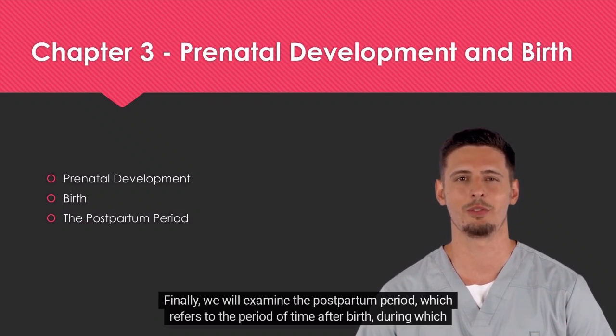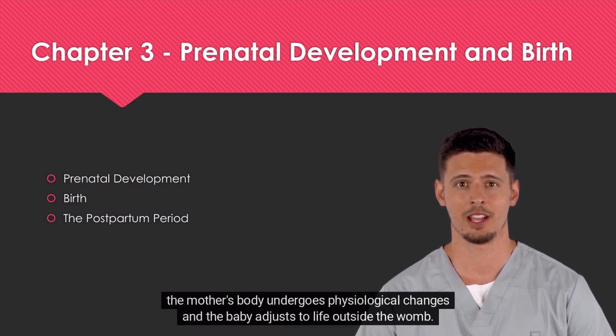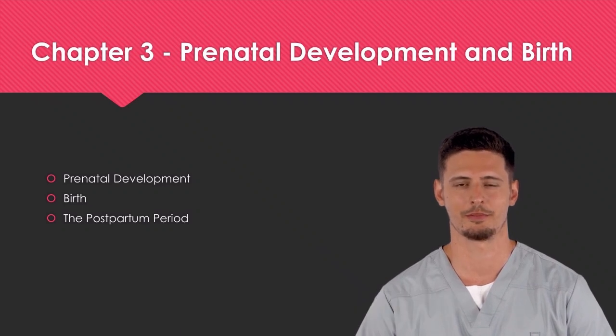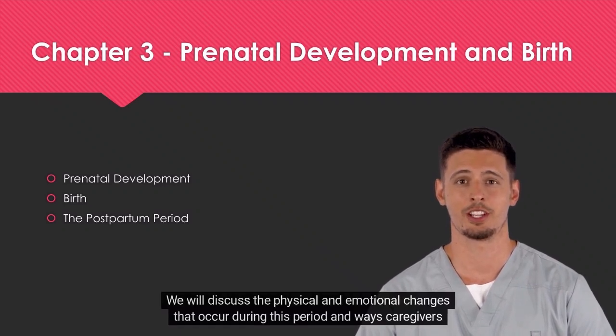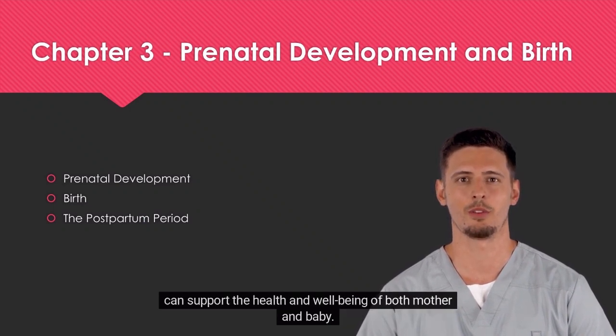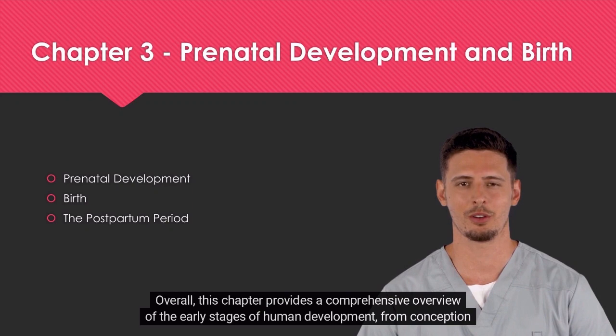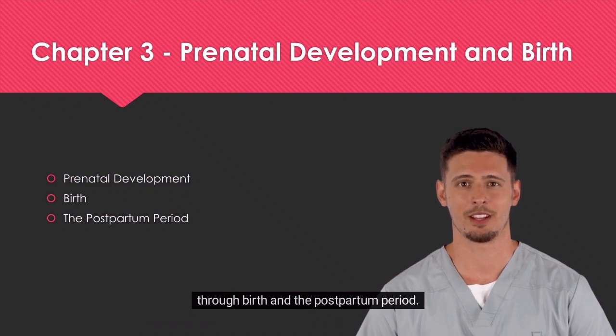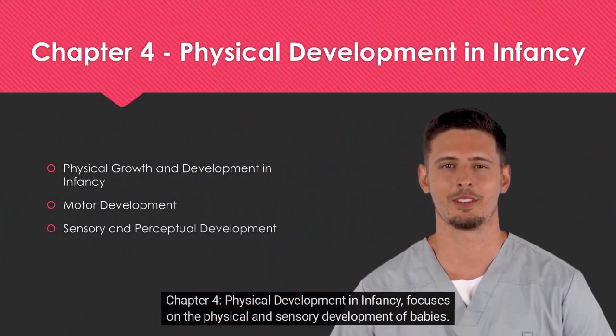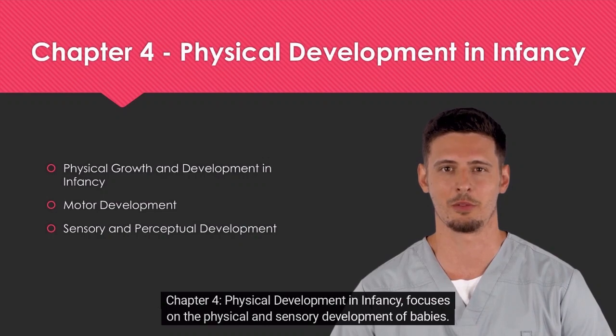Finally, we will examine the postpartum period, which refers to the period of time after birth, during which the mother's body undergoes physiological changes and the baby adjusts to life outside the womb. We will discuss the physical and emotional changes that occur during this period and ways caregivers can support the health and well-being of both mother and baby. Overall, this chapter provides a comprehensive overview of the early stages of human development, from conception through birth and the postpartum period. Chapter 4, Physical Development in Infancy, focuses on the physical and sensory development of babies.